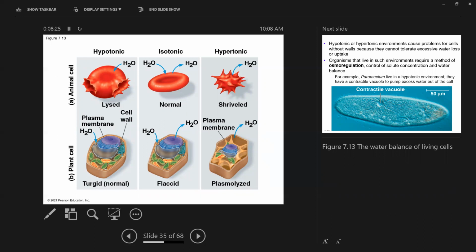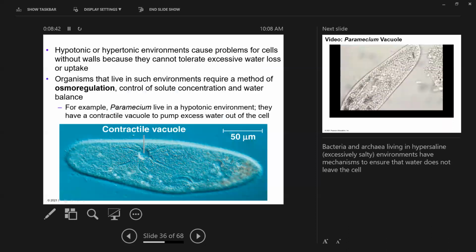And then up above that is a red blood cell in animal cells. When it was placed into a hypotonic solution, it was lysed, meaning it exploded. And if you place it in a hypertonic solution, it shrinks. So this causes problems for animals that are aquatic, because these cells can't tolerate excessive water loss or uptake. They don't want to shrivel and they don't want to explode.